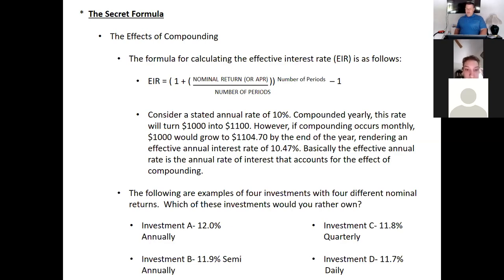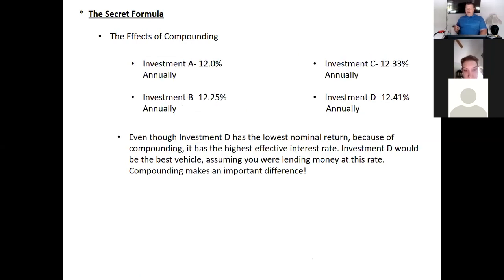Well, either you're afraid to guess or you don't know. So remember, we said with the effective interest rate that you'll get more the shorter the compounding period. So in this case, your best option is actually investment D, even though it has the lowest nominal return, because of compounding, it has the highest effective interest rate.